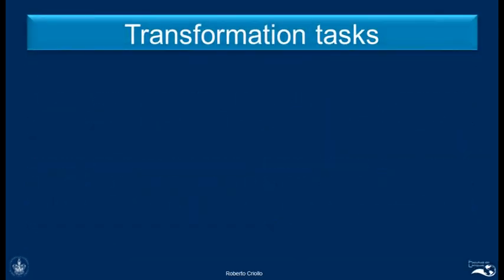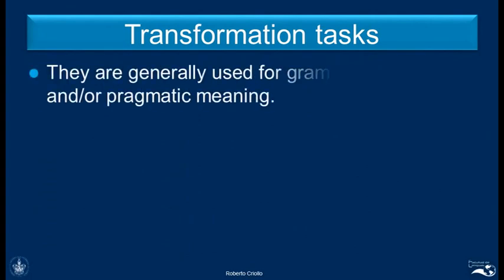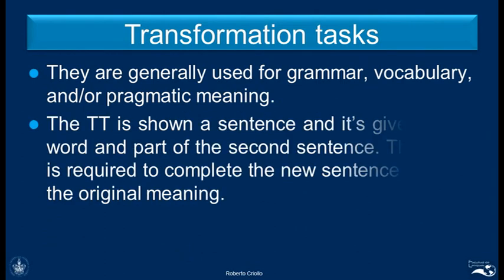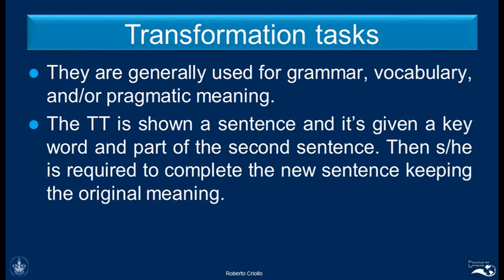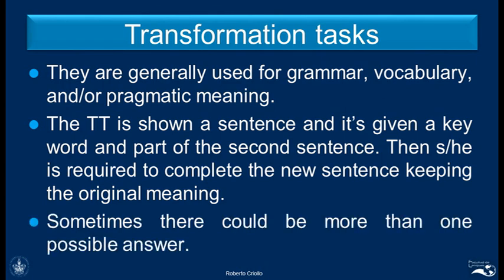There are some other items that involve transforming sentences. These kind of items are generally used for assessing grammar, vocabulary, and sometimes pragmatic meaning. The test taker is shown a sentence and then given a keyword and a part of the second sentence. So what he or she is required to do is to complete the new sentence, keeping the original meaning and using the new word. Sometimes, in these kind of items, there is more than one possible correct answer.